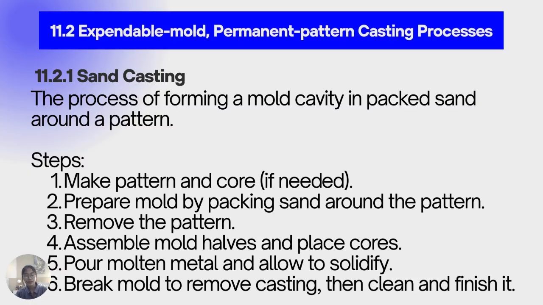Moving on to 11.2.1, which is sand casting. Sand casting is the most widely used metal casting method. The sand acts as the mold material held together by clay or chemical binder. The mold is made around a pattern, then removed and filled with molten metal. After solidification, the mold is broken to release the casting. It's suitable for nearly all metals and large parts such as engine blocks or pump housings. The surface finish and accuracy depend on the sand quality and also mold compaction.